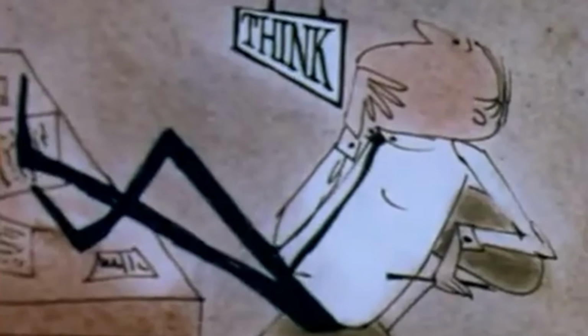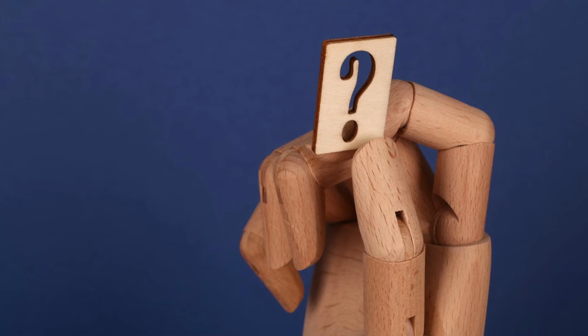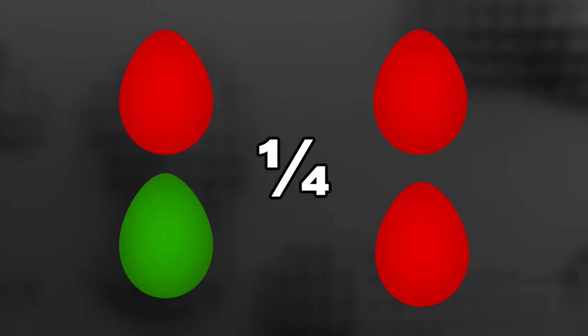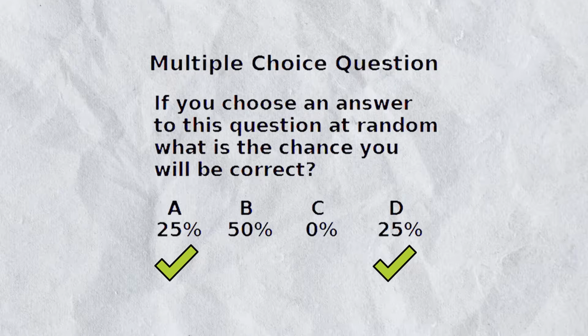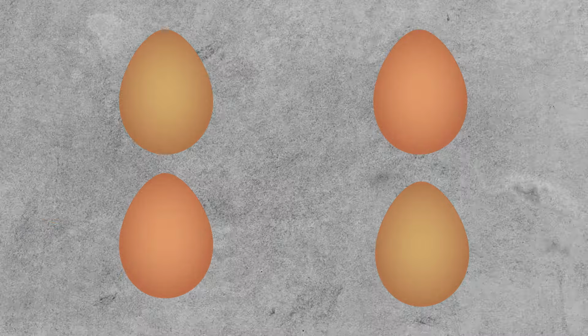Initially, you would think if we have 4 choices and one of them is correct, the chance of picking the correct one has to be 1 out of 4, or 25%. So we should pick either A or D, right? But here's the problem. Since we have 2 options showing 25%, the chance of randomly selecting one of them is actually 1 out of 2, or 50%.